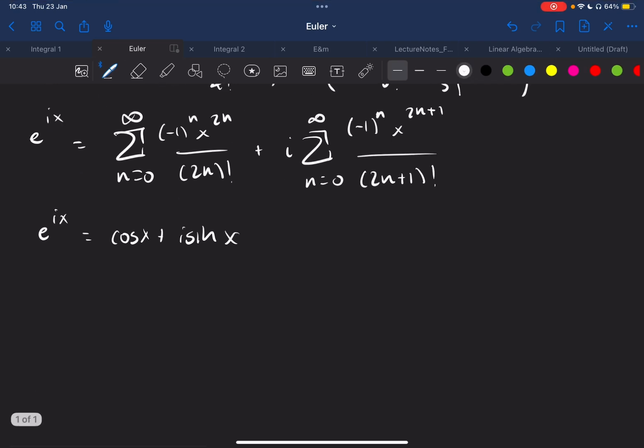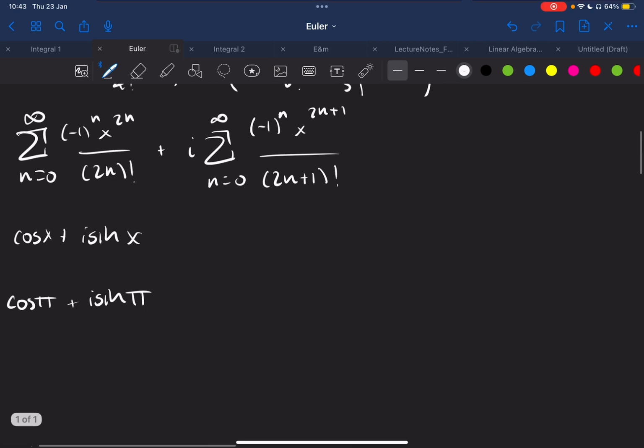Prior to this, you might be wondering, how do you find e to the i pi? So obviously, there's no way to calculate that. We've got two irrational numbers and an imaginary number, so it might seem very difficult to compute this. But with our new result, cosine x plus i sine x, we can just sub in. So this is going to be cosine pi plus i sine pi. And sine pi is just 0.